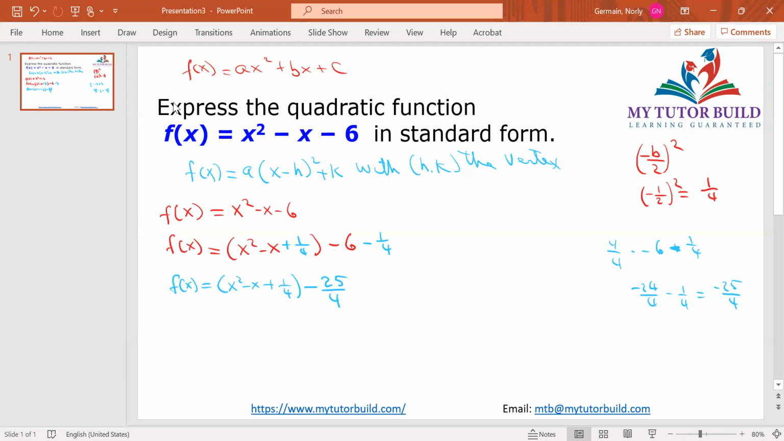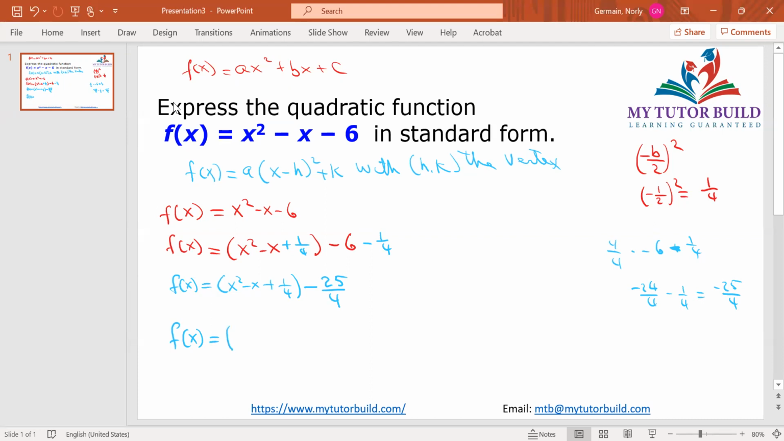What is next? In order to have the standard form a times (x minus h) squared plus k, in a different video, if you follow me on this platform, my Tutor Build, you would see another video where we show the importance and the meaning of the a in front of that parenthesis.